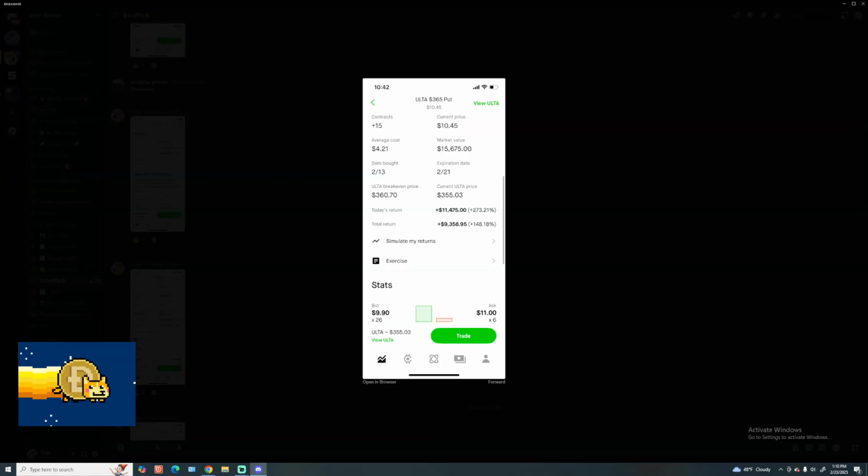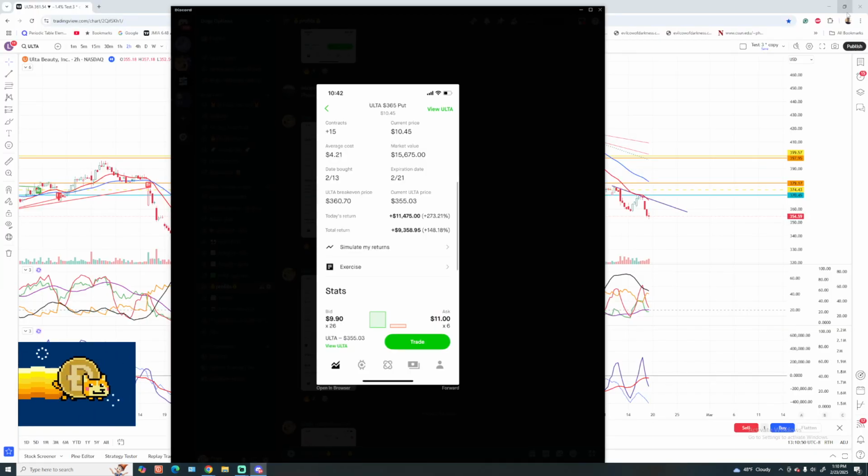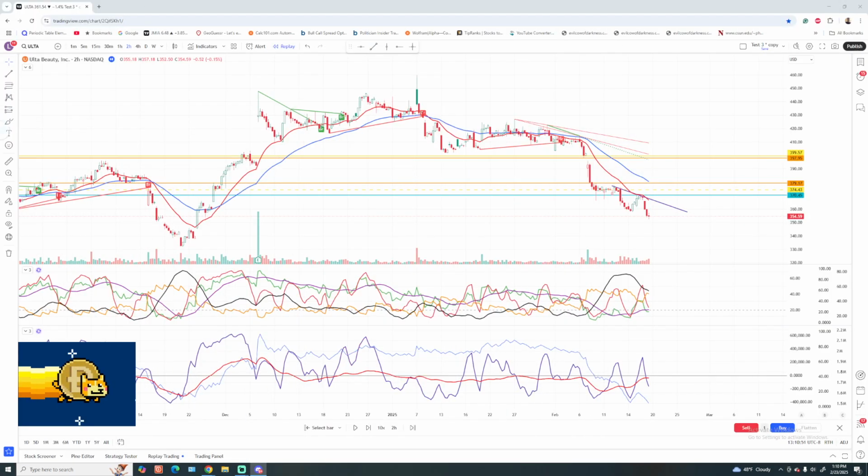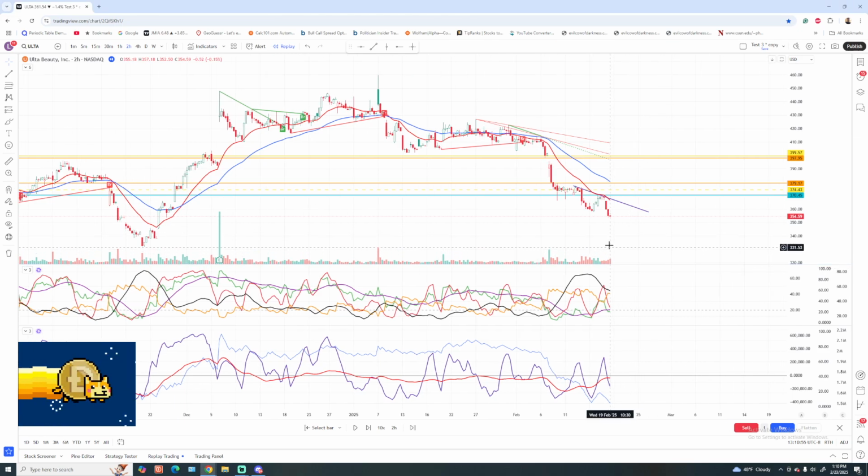I accidentally closed my Discord, so that was sort of a nerve-wracking thing. But it didn't break above that purple line. I sold on the 19th, which was on that Wednesday, which was the best choice.